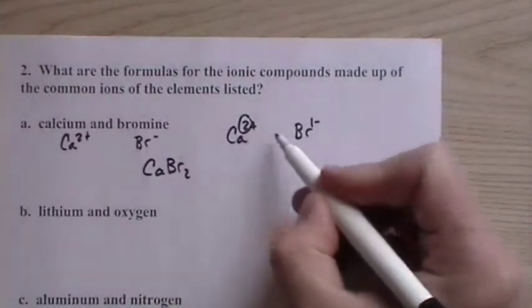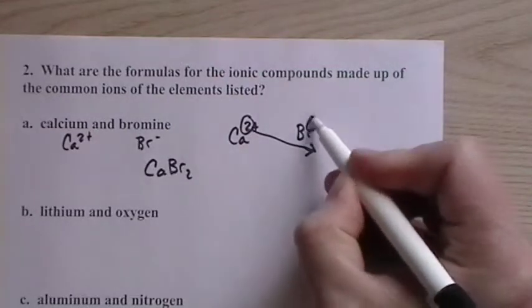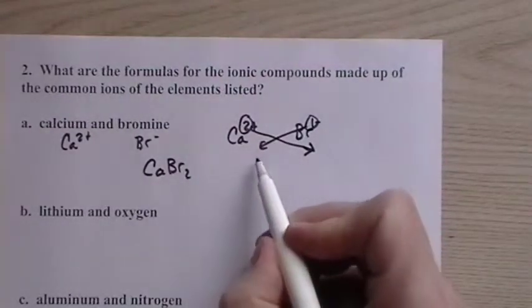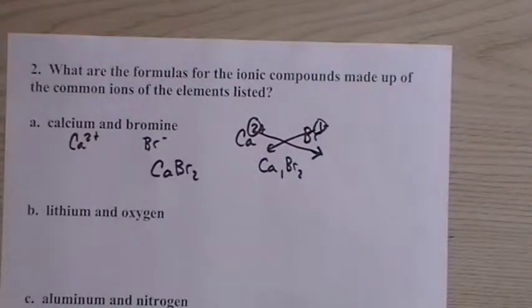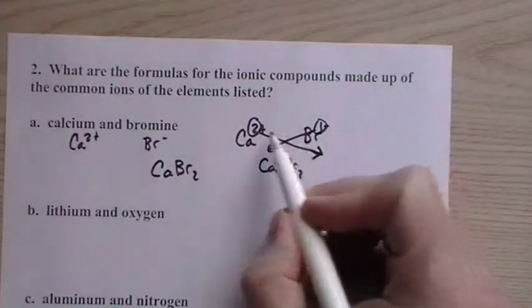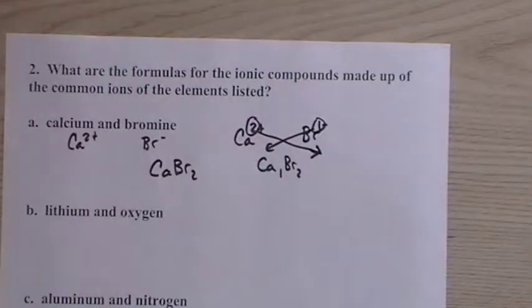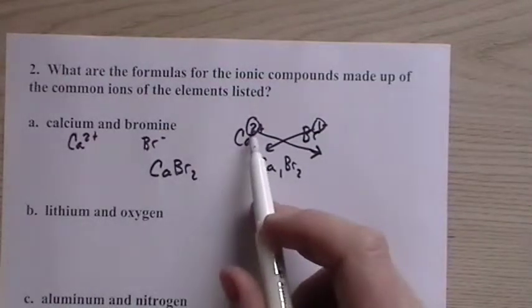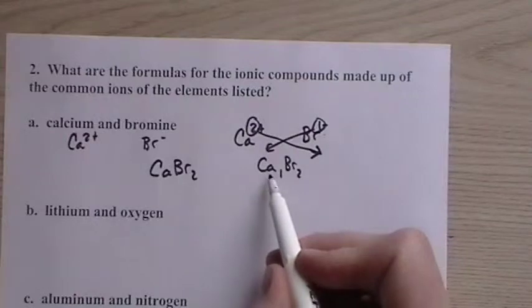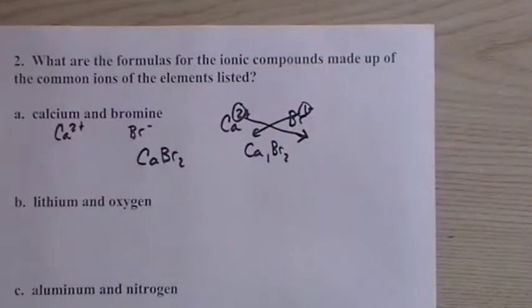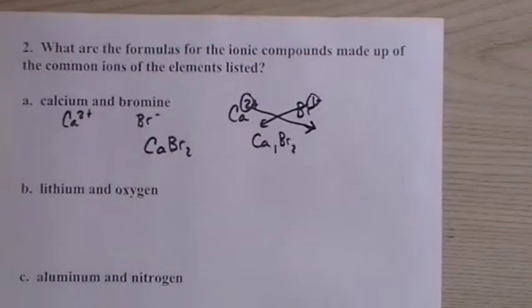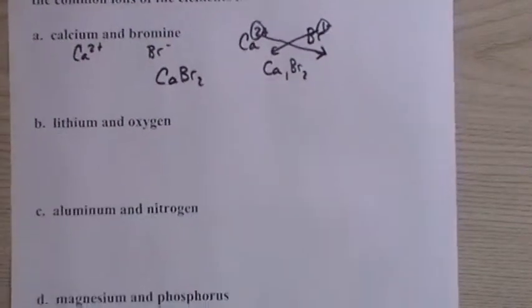So if we take the 2 here, put it down here, and the 1 here, then we end up with Ca1, Br2. And the reason it works is that it's just giving us the ratio of ions we'd need so that the charges match up. So we have 1 +2 and 2 -1. So it's okay to use that crisscross method as long as you understand why you're doing it. So let's continue on here.